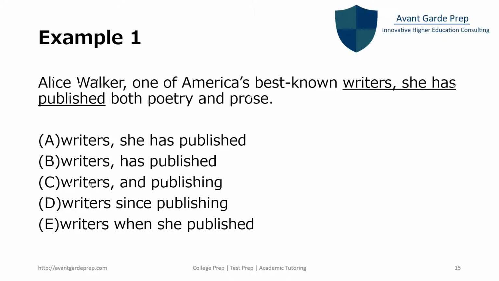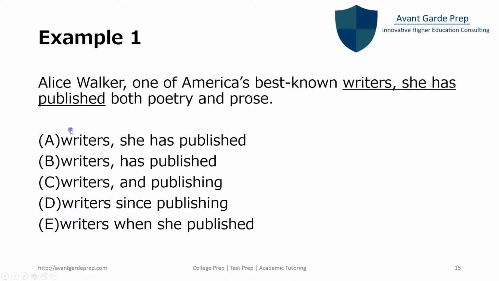Okay, now we're going to look at an example. Alice Walker, one of America's best known writers, has published both poetry and prose. And see, here's my mind already auto-correcting. I really need to slow down. Let's try it again. Alice Walker, one of America's best known writers, she has published both poetry and prose. Okay, well, I've probably already identified what the problem is. We have this extra pronoun that's just unnecessary, because when I read it the first time, I auto-corrected it. I didn't even see it because I know I don't need it.